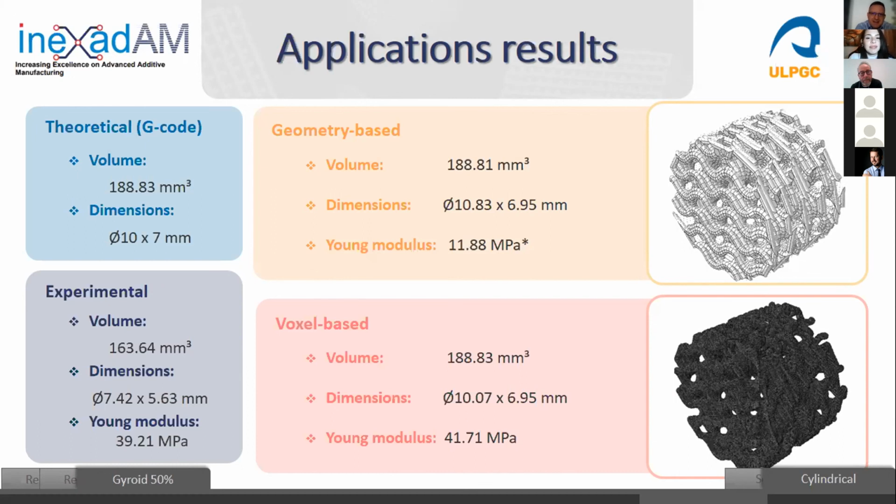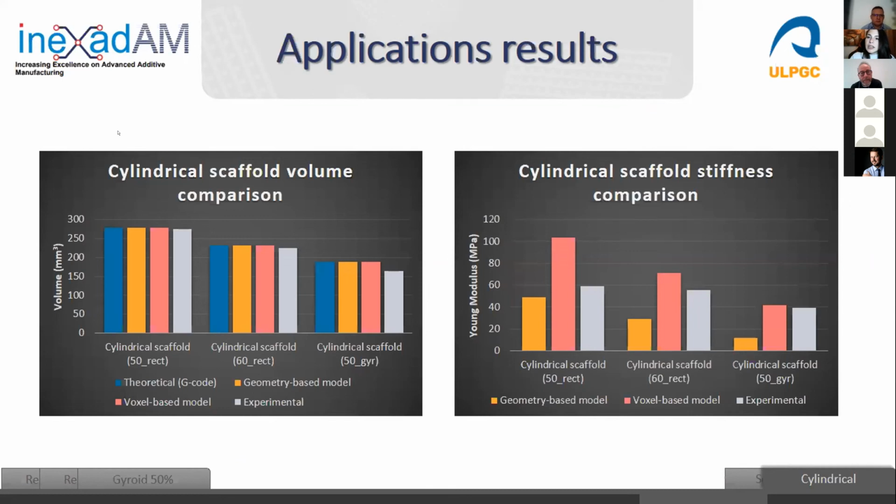Again, one small question. It depends on the case, because in the 50% of porosity and rectilinear pattern it is closer to the geometry-based model, and in the case of the gyroid it is closer to the voxelized model. But in this case, in scaffolds, after the comparison of methodologies, we will only use the voxel-based methodology, only use the results of the voxelized model, to predict the experimental results.